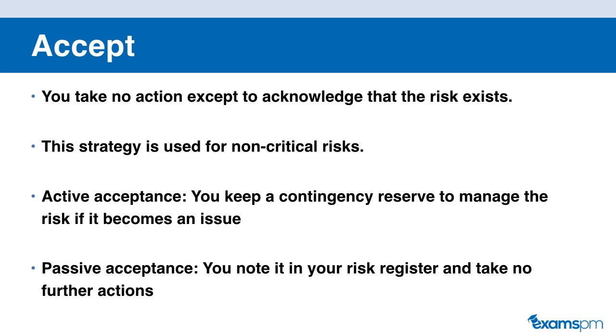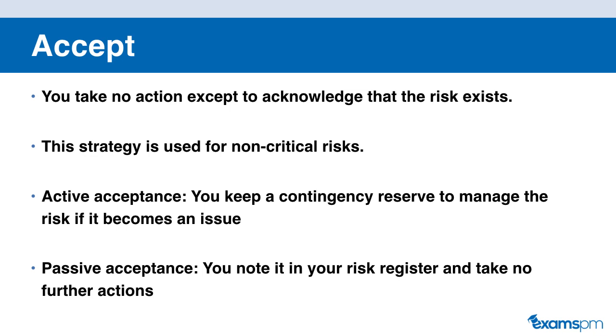In active acceptance, you will keep a contingency reserve to manage the risk if it does occur. Whenever you're doing your budgets, you always want to add on a contingency reserve for known unknown risk that may occur. And passive acceptance is you note it in your risk register and you take no further actions. You don't even keep a contingency reserve in case that risk does occur. Generally, this strategy is used for non-critical risks that are in your risk register.